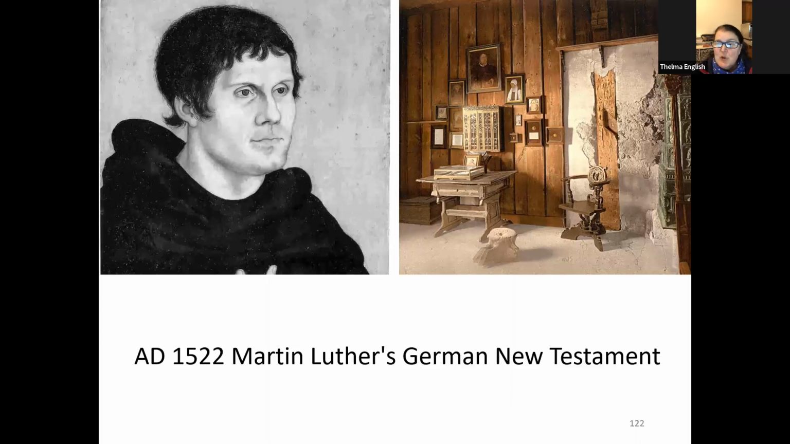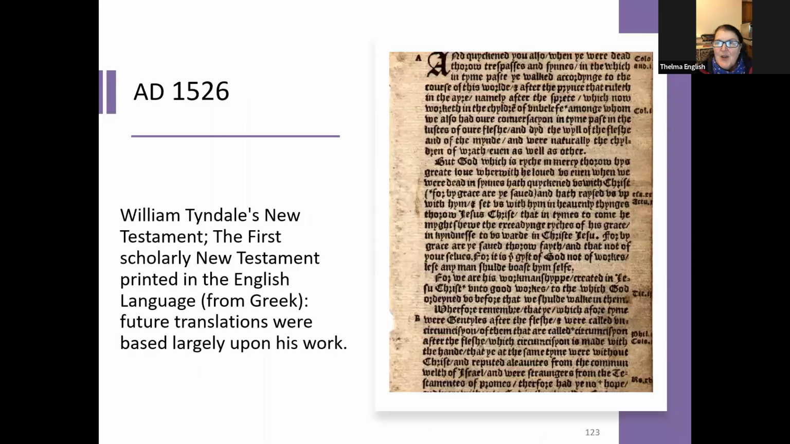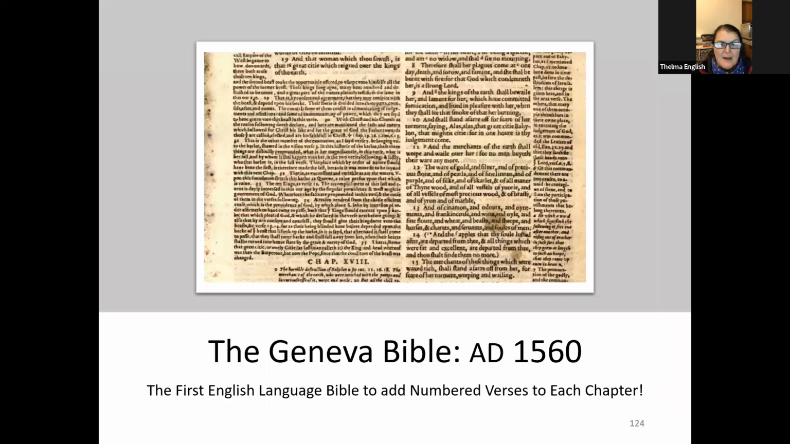AD 1522, Martin Luther's German New Testament. AD 1526, William Tyndale's New Testament, the first scholarly New Testament printed in the English language, translated from the Greek. Future translations were largely based upon his work, upon Tyndale's work. Future translations went back to his work and used that.